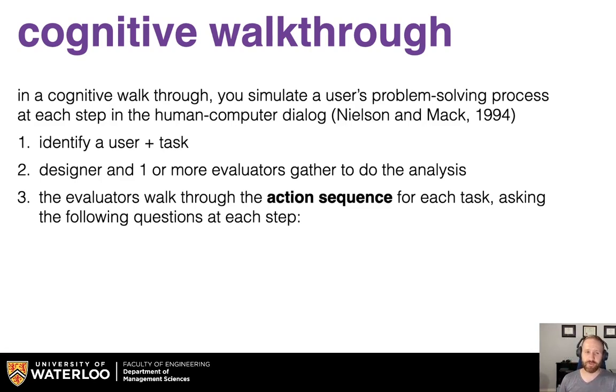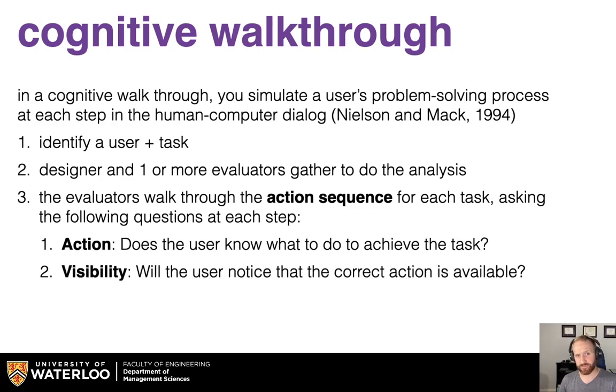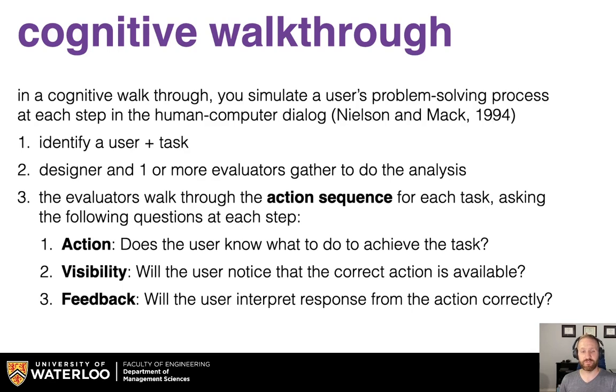Then, at each step, they ask the following questions. 1. Action. Does the user know what to do to achieve the task? 2. Visibility. Will the user notice that the correct action is available? 3. Feedback. Will the user interpret the response from the action correctly? And you make a note at each step.